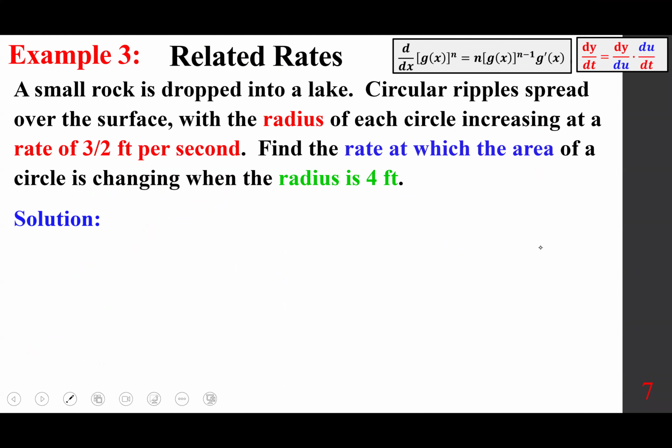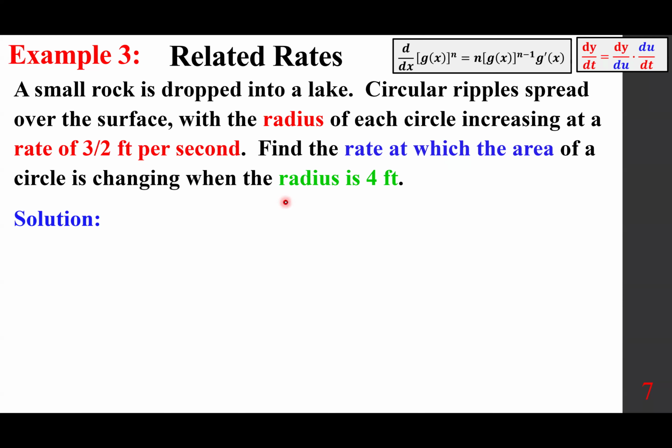Let's look at the application problem, more specifically, related rates. A small rock is dropped into a lake. Circular ripples spread over the surface, with the radius of each circle increasing at the rate of 3/2 feet per second. Find the rate at which the area of a circle is changing when the radius is 4 feet.